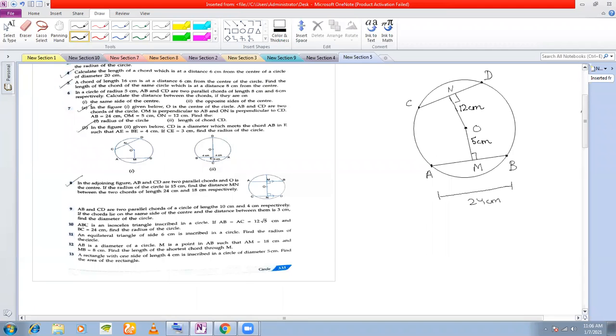Okay, the question is to find... there are two parts to the question. The first part is find the radius of the circle, and the second part is find the length of the chord CD.